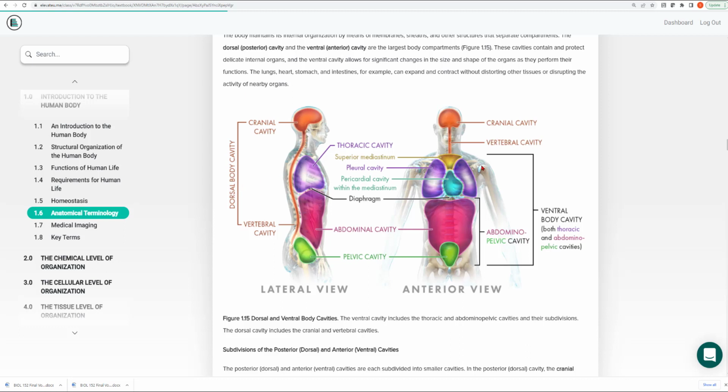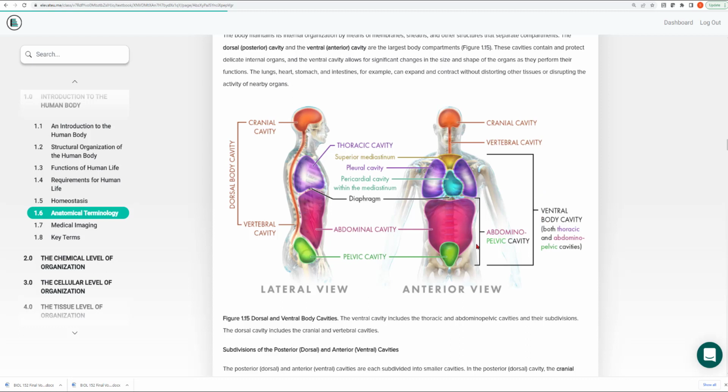If instead we look at the thoracic cavity, this is the home of the heart and the lungs, and we look at the abdominal cavity, and we look at the pelvic cavity, these three cavities are toward the front of the body. So these three body cavities are considered ventral body cavities.